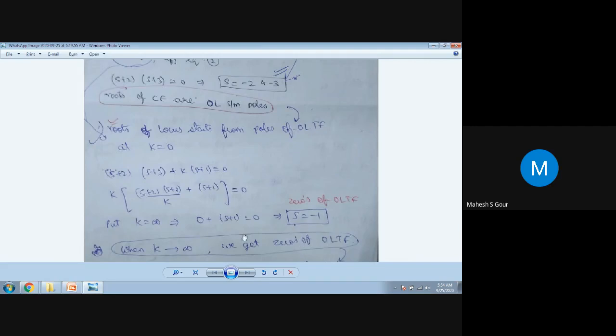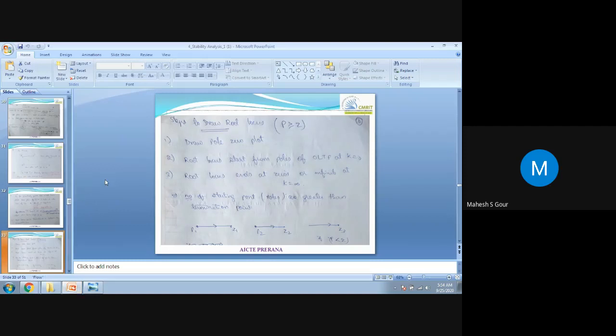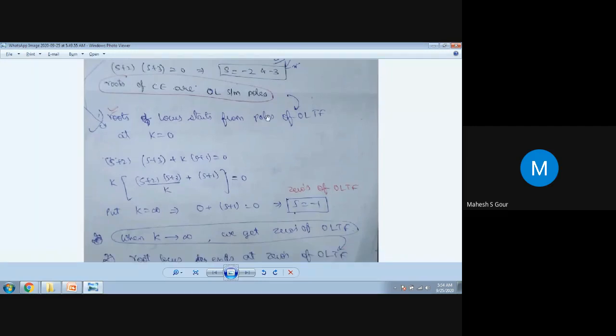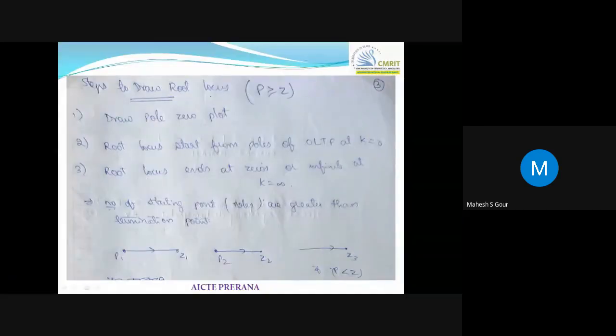So the root locus starts from poles and terminates at zeros. Understood? Okay, your root locus starts from poles and terminates at zeros. So this was the conclusion I needed. Everyone understood? Is it clear? The root locus starts from poles and terminates at zeros.